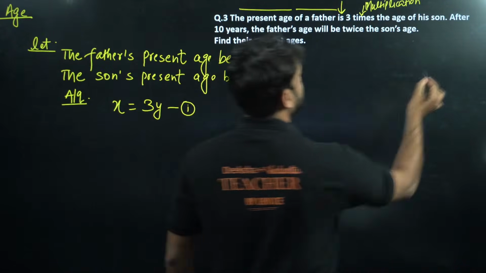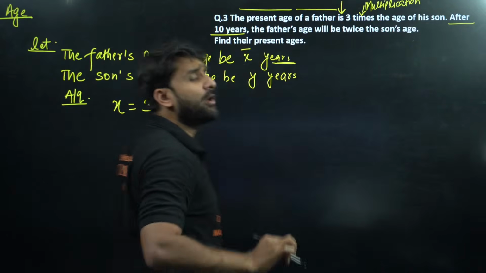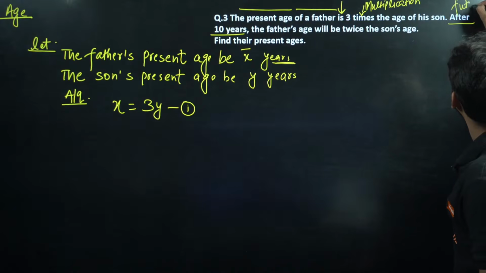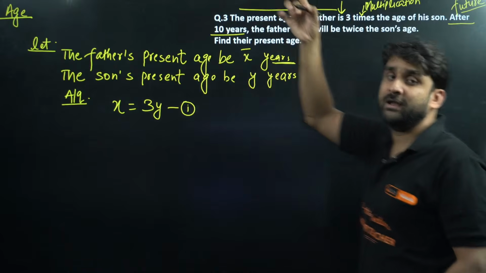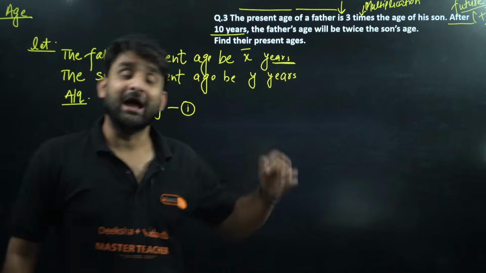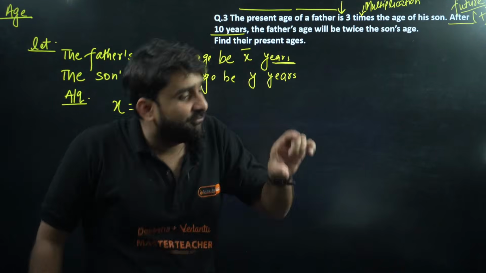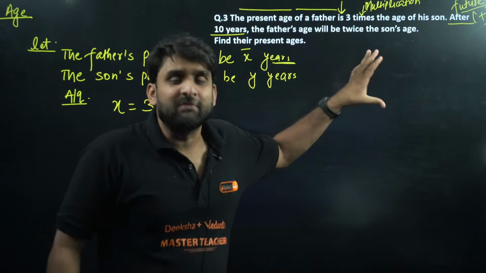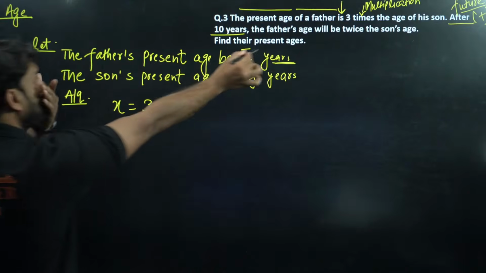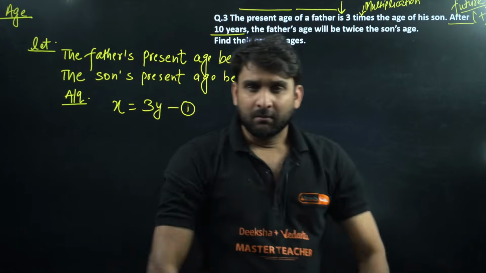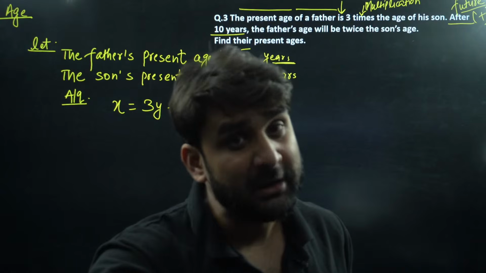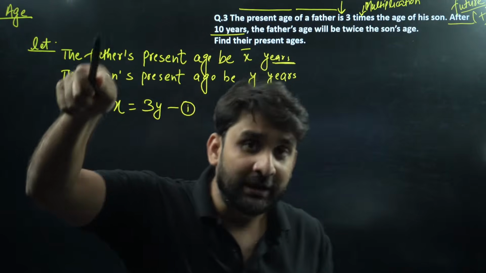Now moving to the next equation. After 10 years. We are talking about the future. After means future, and in the future, always add. If before or ago is there, always subtract. But if after or later is there, always make sure to add the values. So after 10 years, my dear students, father and son are both human beings. So the father will be 10 years older after 10 years.